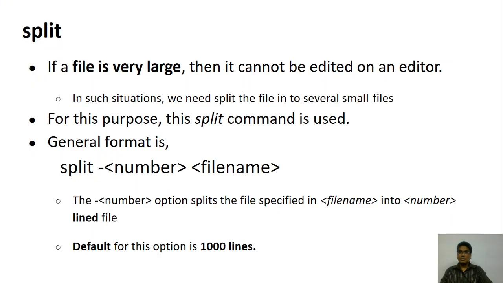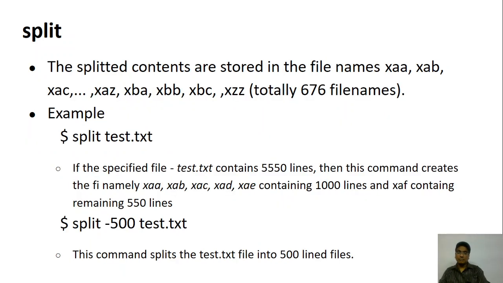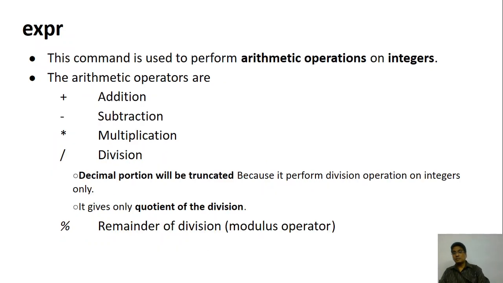So let's go back to the PowerPoint. If you want to split a very large file, you use split, minus followed by how many lines, followed by the file name. If you don't specify this, the default is taken as 1000 lines, so for every 1000 lines it's going to break the file. You know very well how the files are created: xaa, xab, xac, xaz, xba, xbc, and so on, up to 676 file names it's going to generate. So this is how you can split the file.